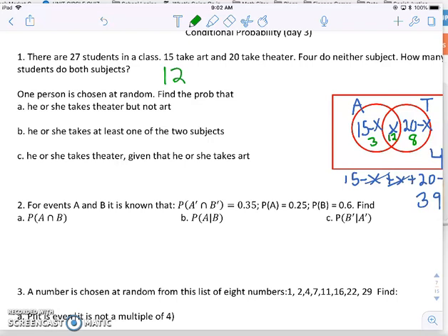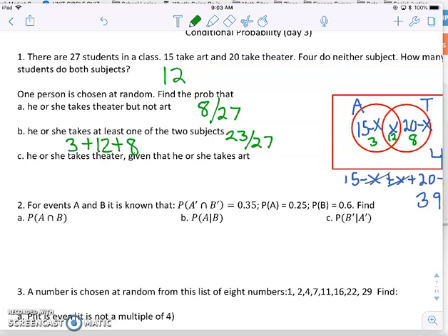He or she takes art, but not theater. So that would be 3. He or she takes theater, but not art. So that would be 8, and we're still looking at our total of 27. He or she takes at least one of the 2 subjects. Well, how many take at least one? That would be the numbers in the middle. So we have 3 plus 12 plus 8, so we have 23 out of 27.